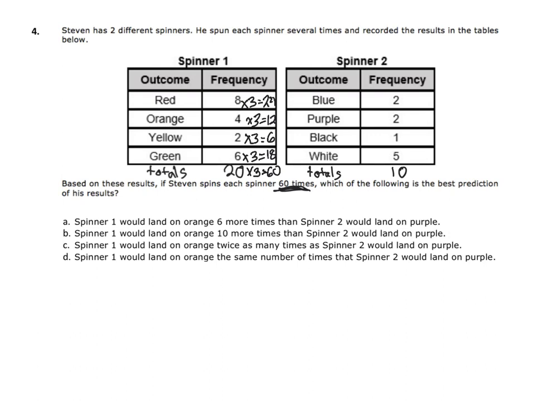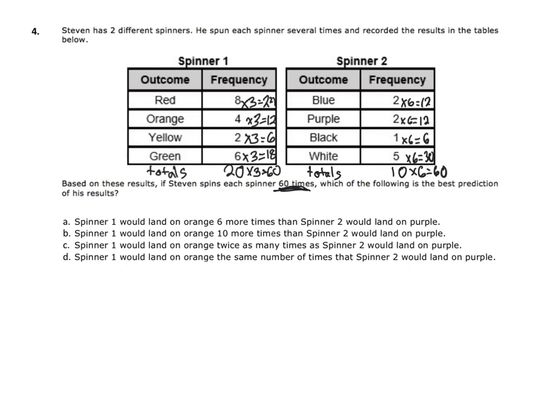Now we need to do spinner 2. To get 10 to 60, we have to multiply by 6. So we're going to do that to every answer up top. 2 times 6 is 12. 2 times 6 is 12. 1 times 6 is 6. And 5 times 6 is 30. If we were to add those up, we should get 60 as well.